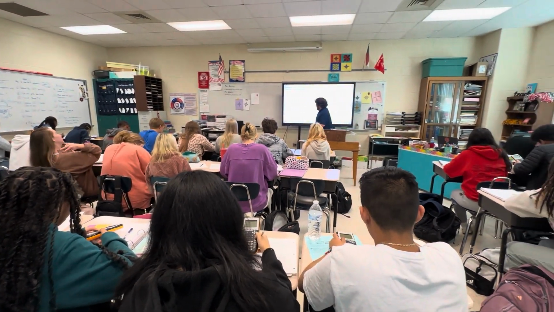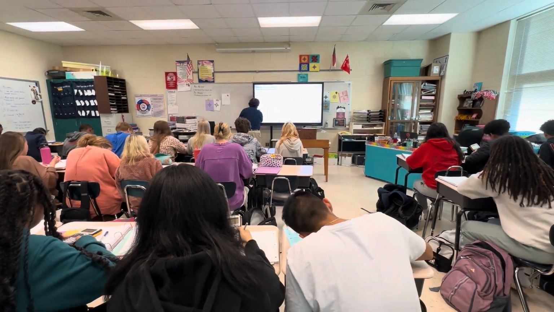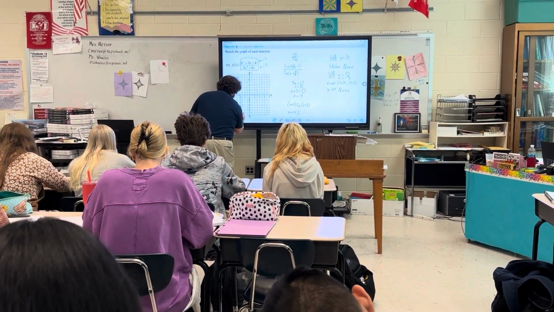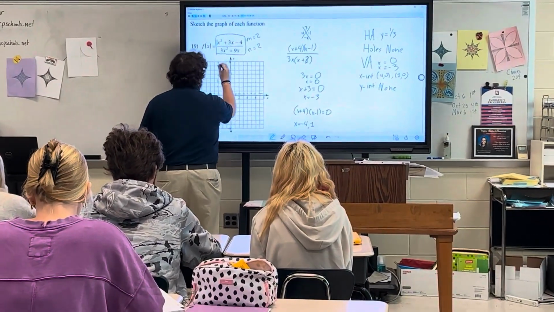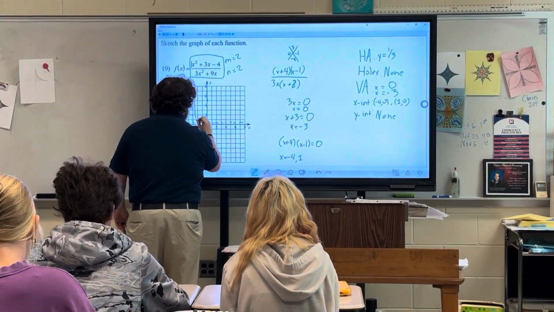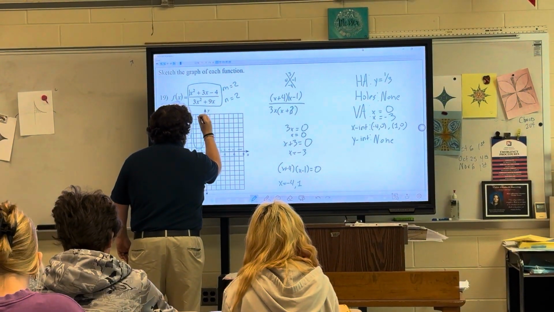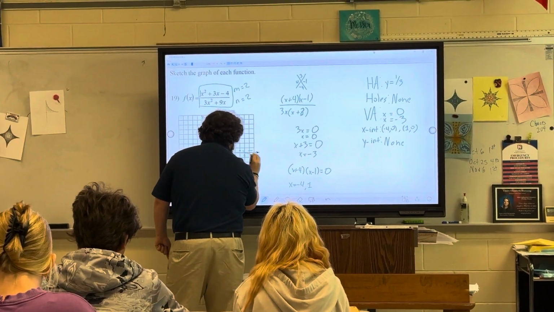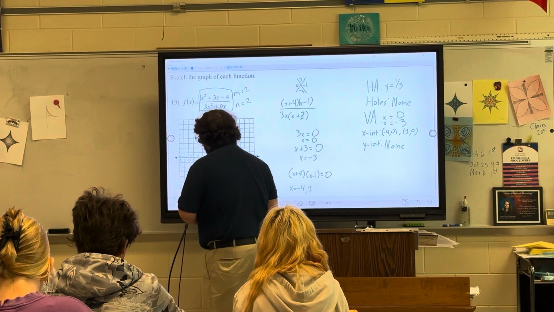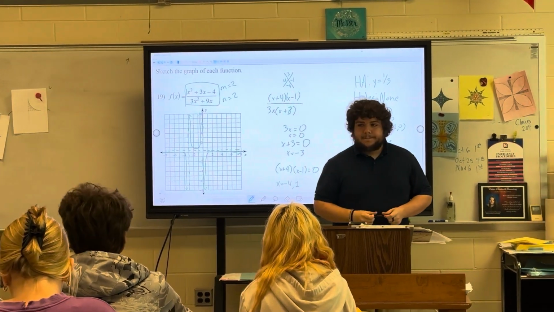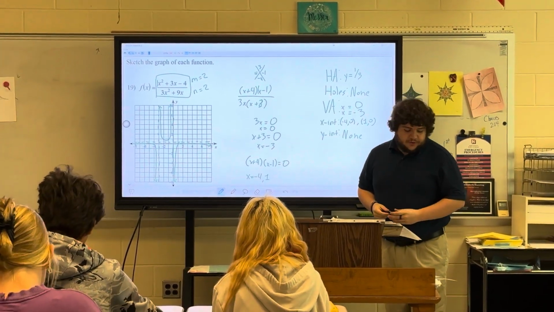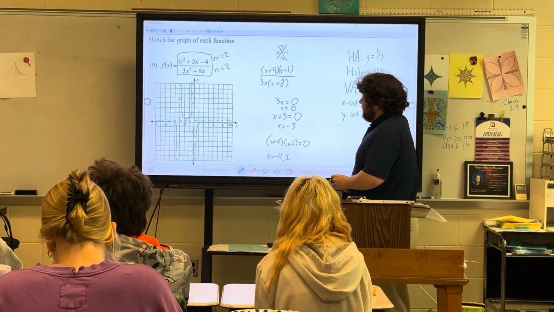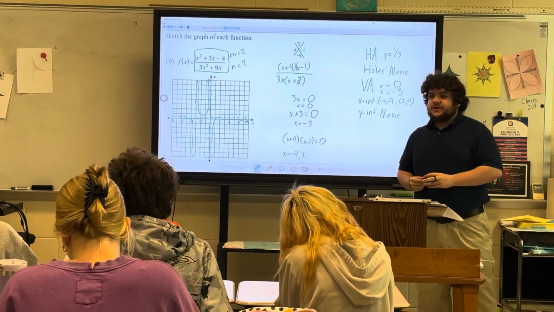So when we sketch this, it looks something like this, right? So pretty accurate. All we're doing is a rough sketch. We don't need too many precise points. Are there any questions on this problem?